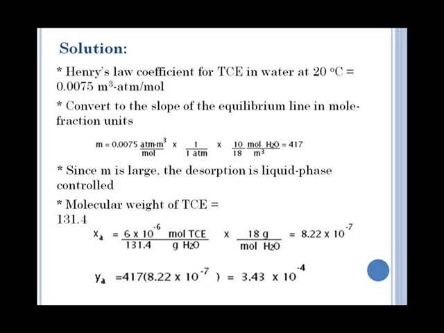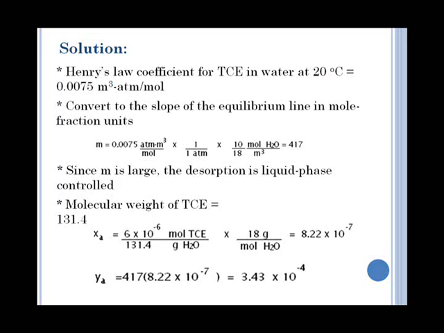Since it is at standard pressure, we just divide it by 1 atm and then multiply it by a conversion factor of 10 to the 6 grams per meter cube and 1 mole of water per 18 grams of H2O. Then we will obtain the slope of 417. Since the slope is large, the desorption is liquid phase controlled. It is also given that the molecular weight of TCE is 131.4 grams per mole.